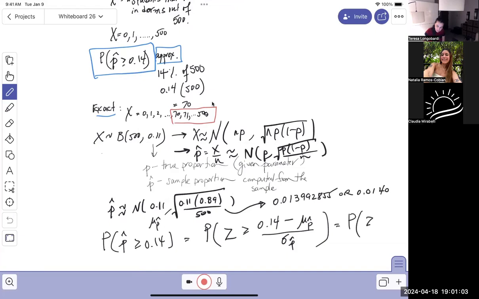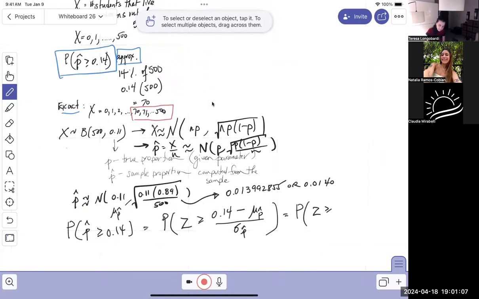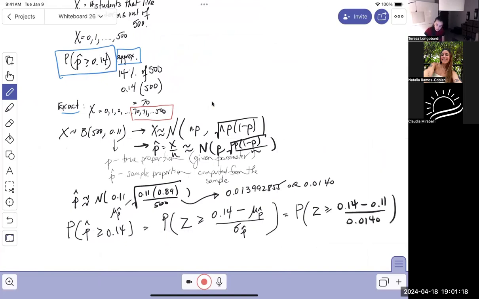So this ends up being Z greater than or equal to, standardizing, 0.14 minus 0.11 divided by 0.0140. And what do you get? I get 2.14.